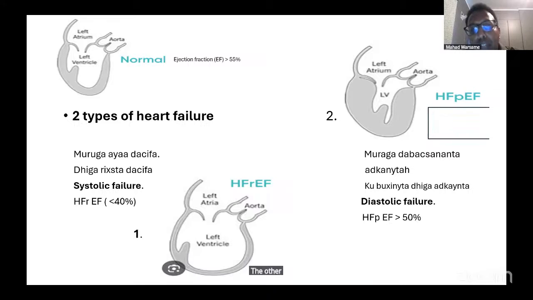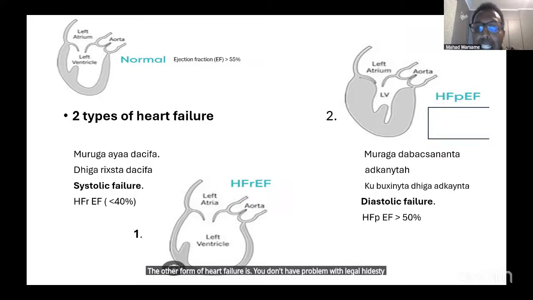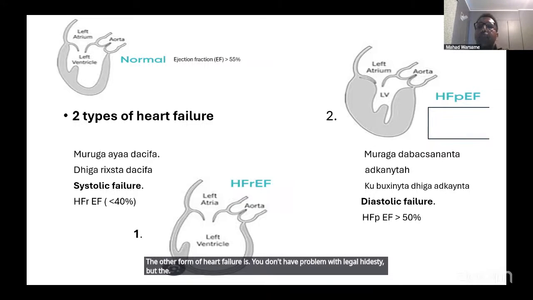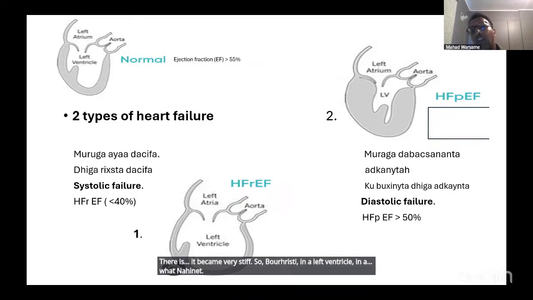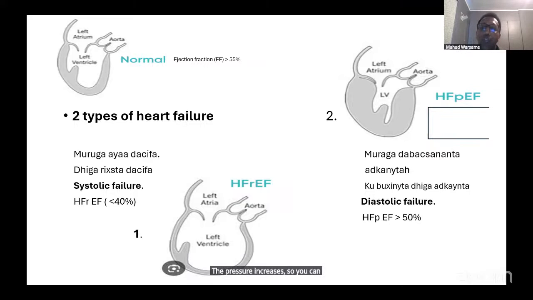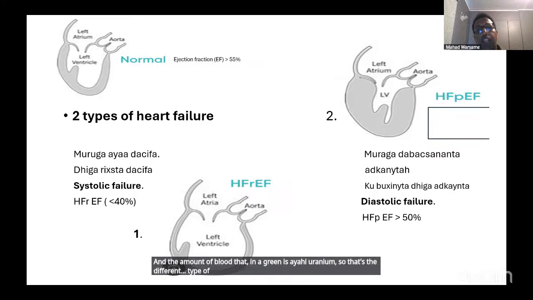The other form of heart failure is when you don't have a problem with the pumping, but the muscle became very stiff. The filling of the left ventricle became harder. So when it becomes stiff, the pressure increases. You can't fill it with blood because it's very thick, and the amount of blood going in becomes less. So that's the different type of heart failure.